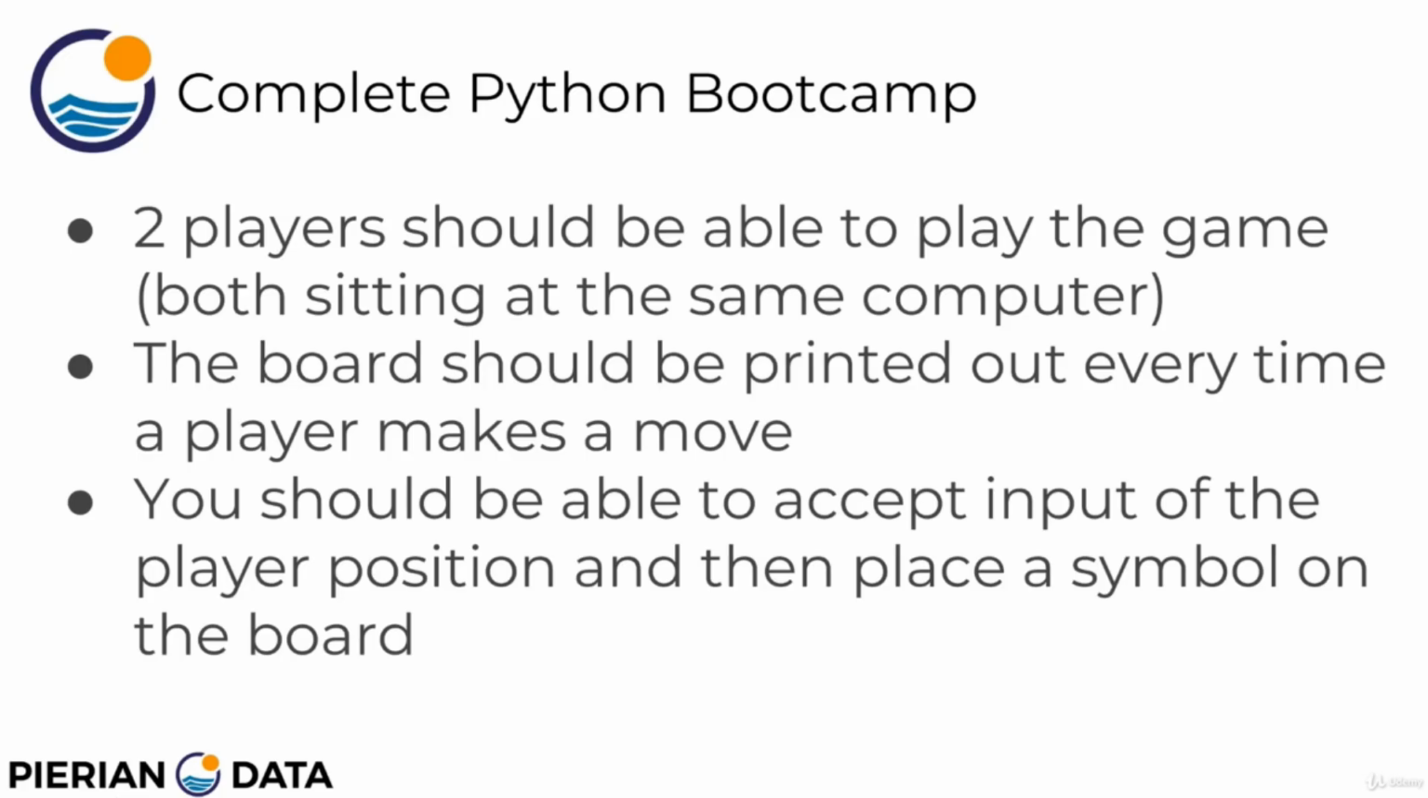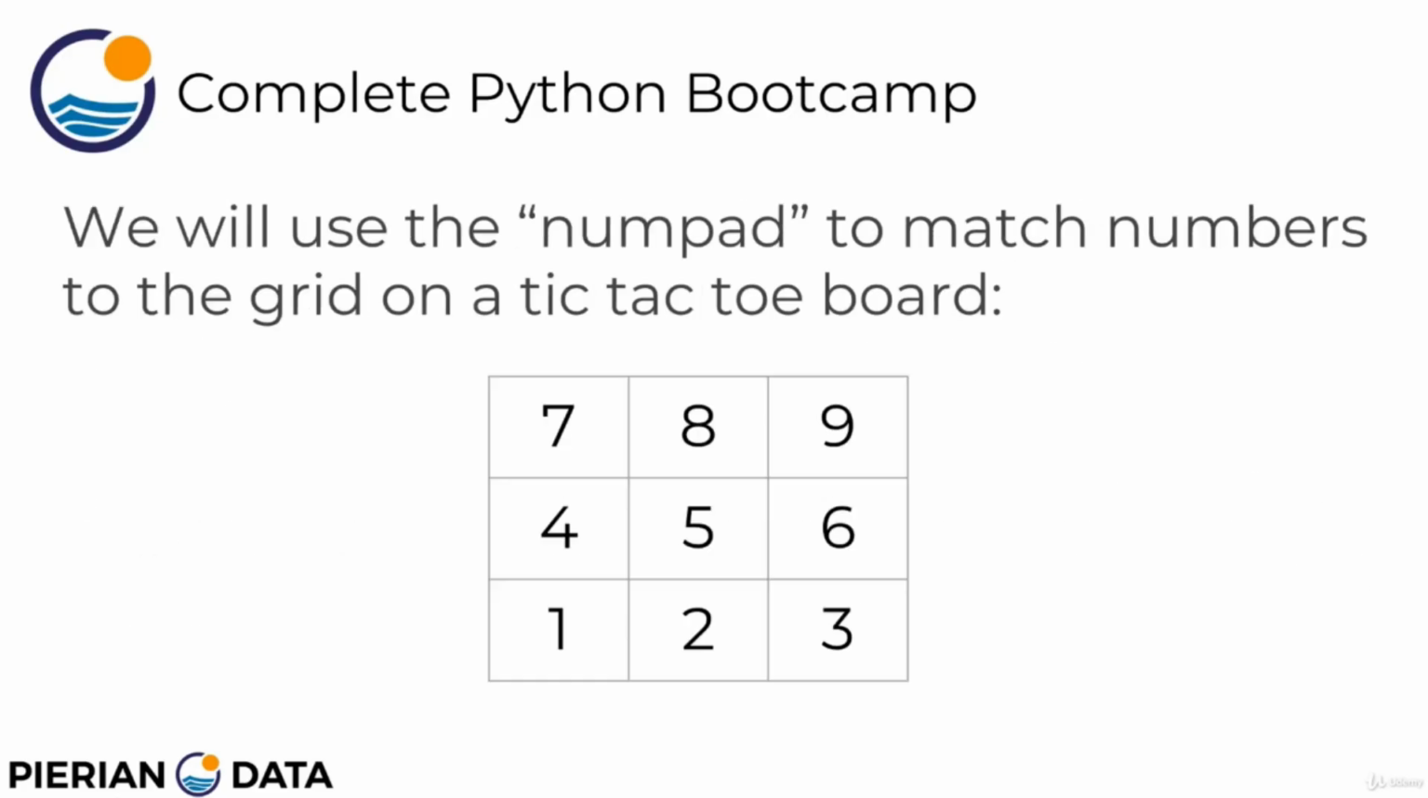both sitting at the same computer. And the board is going to be printed out every time a player makes a move. You should be able to accept input of the player position and then place a symbol on the board. So we have these kind of larger problems, and what you should do when you're thinking about this Milestone project is try to break these down into smaller sub-problems. And that idea of breaking down the larger problems into smaller sub-problems is why we created a workbook, Jupyter Notebook, for you that you can kind of go through and create functions in step-by-step fashion.